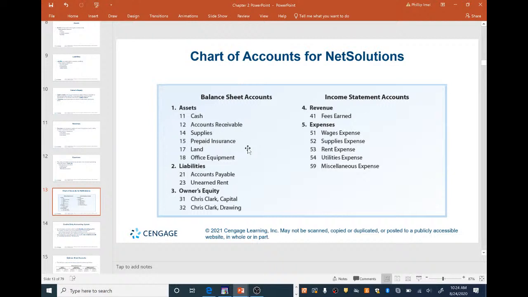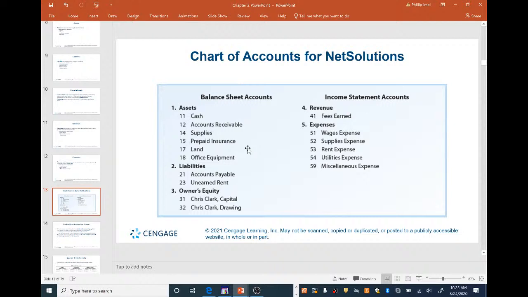Accounts payable, once again, is the opposite of accounts receivable. If someone like a supplier has given us something of value and we didn't pay up front, they gave it to us on credit, then we owe them. That's a liability. Unearned rent is the flip side of the coin of a prepaid.